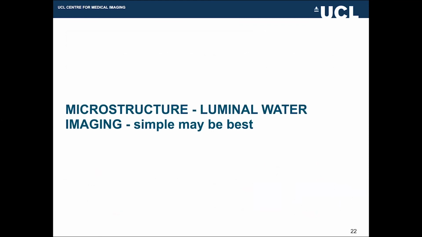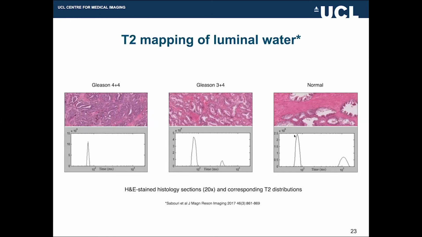The other thing the editorial said is complex things can be delivered and they might be helpful. My view is actually simple things are probably better to be used, provided that they are helpful. And I want to just briefly talk about luminal water imaging, which is another technique that we're working on to assess microstructure. Here, we just use multi-echo T2 weighted images, and we try and separate out within individual pixels the T2 distribution of signals using a mathematical model.